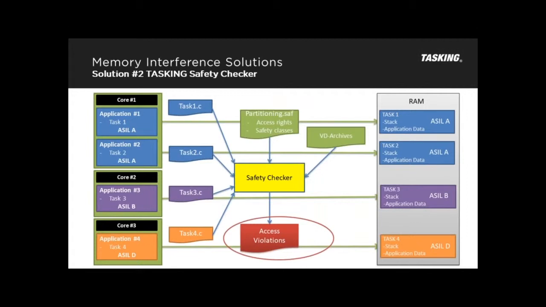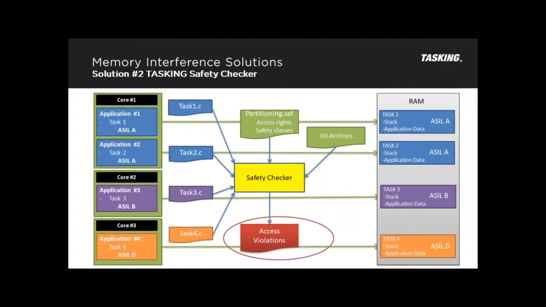So this is the first solution to guarantee the freedom from interference in your software applications. Or you could go for the second solution, which is the safety checker. The safety checker is a software tool that can guarantee the freedom from interference as well. So it's on the other side from the first solution, the MPU. It's a software solution, not a hardware solution. And this is how it works.